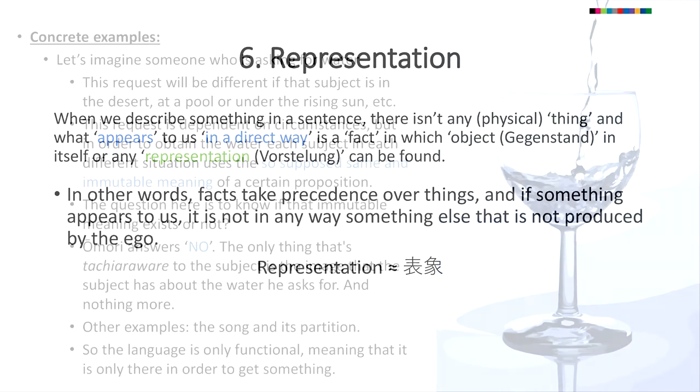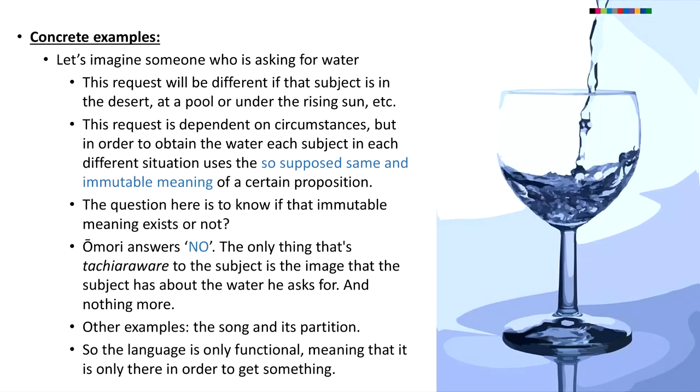That's the whole idea. And now let's have a look at representation here, because this is much more complicated. But for that, we need to go through a concrete example. And for that, let's imagine someone who is asking for water. This request will be different for the subject that receives the information if it's in the desert, at a pool, or under the rising sun. Okay? So if I'm somebody asking for water, the water that he expects will be different for him if he's at the desert, at the pool, or whatever.